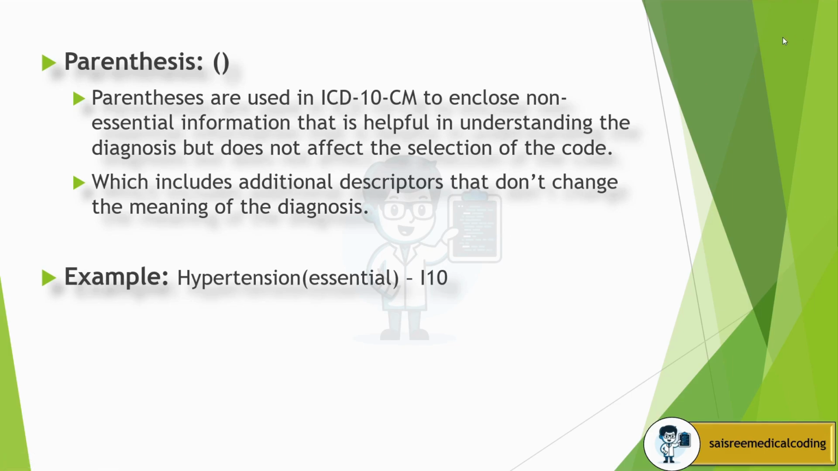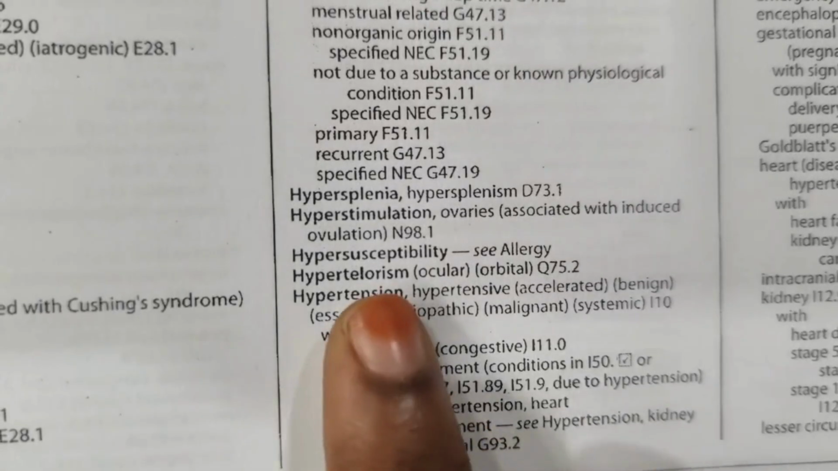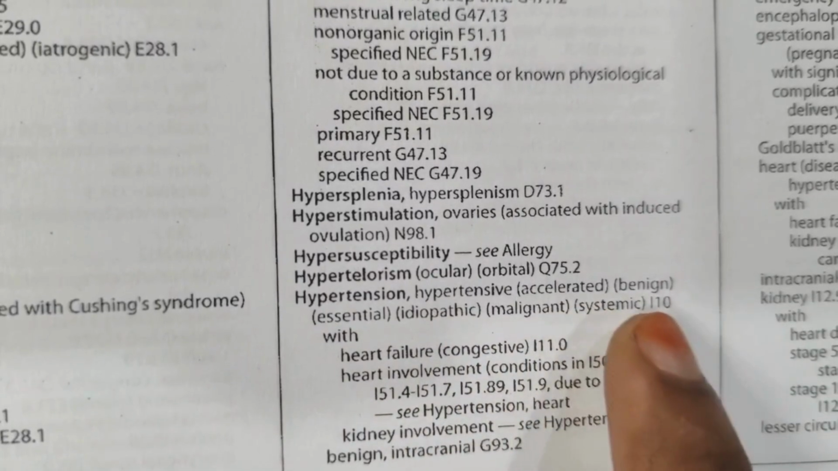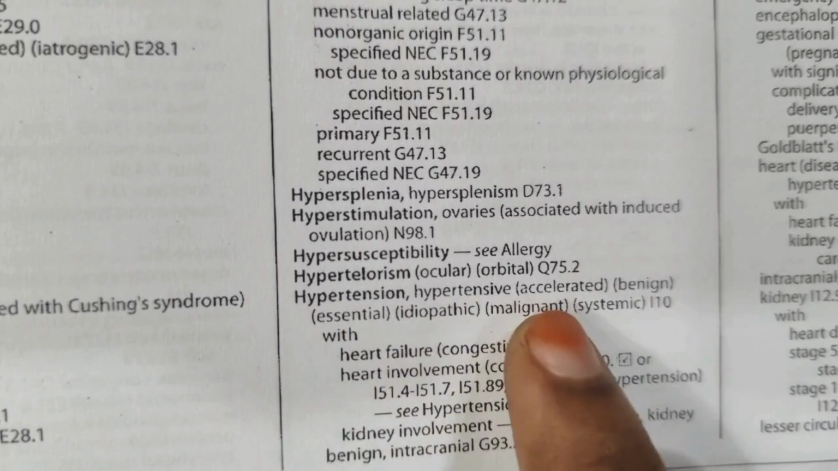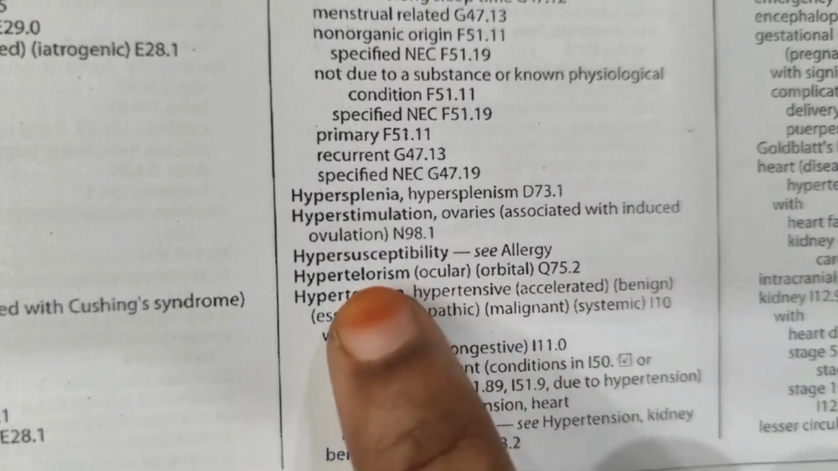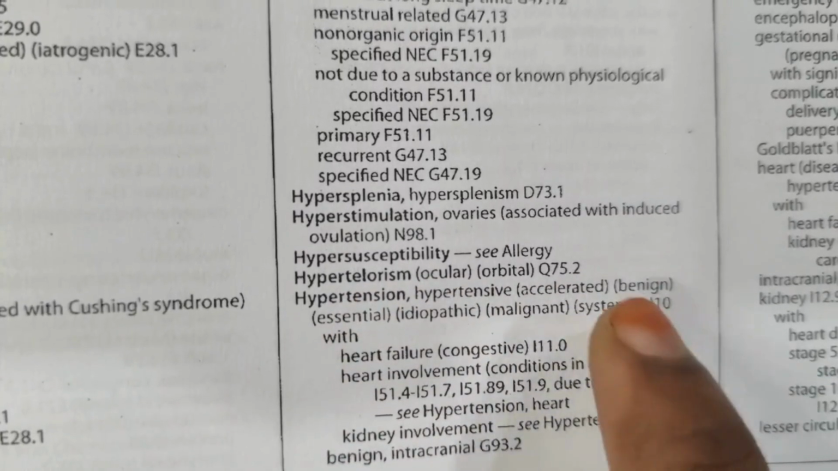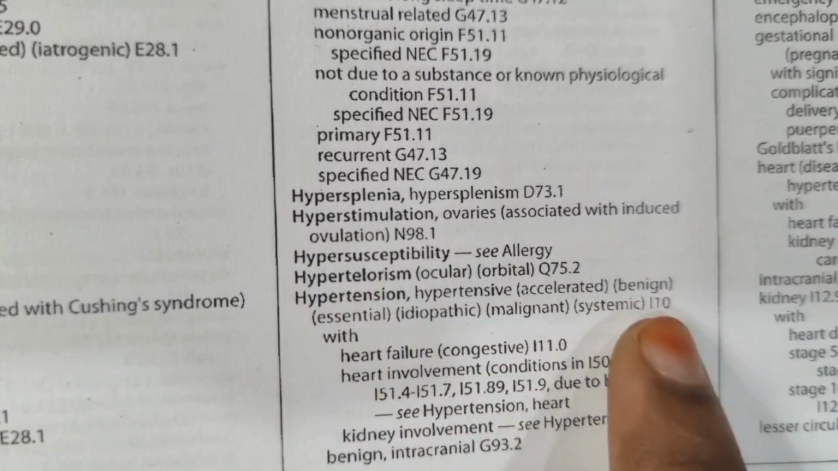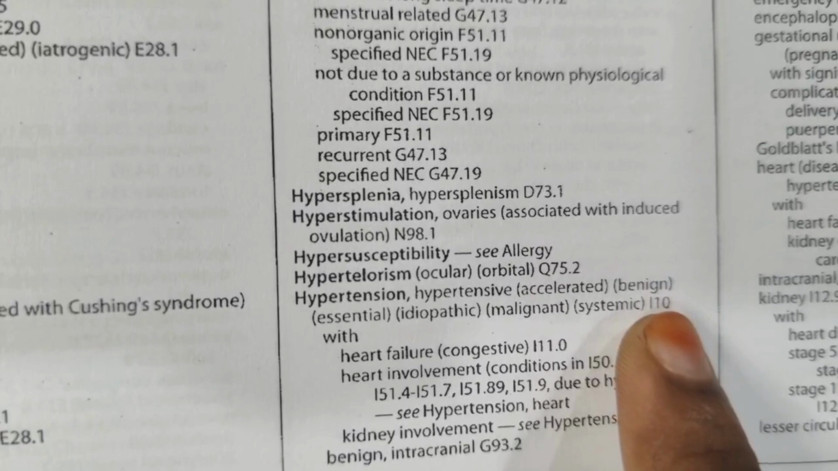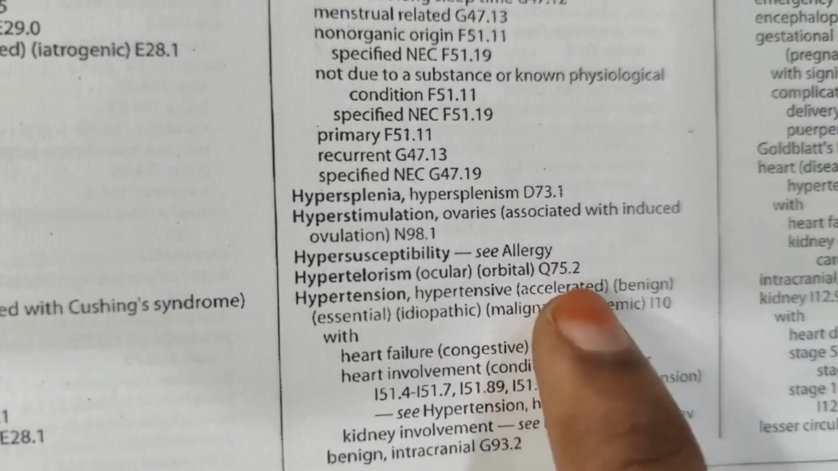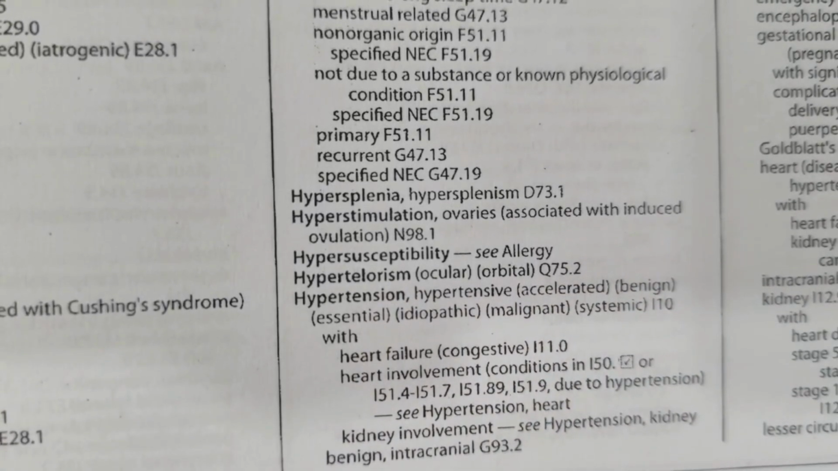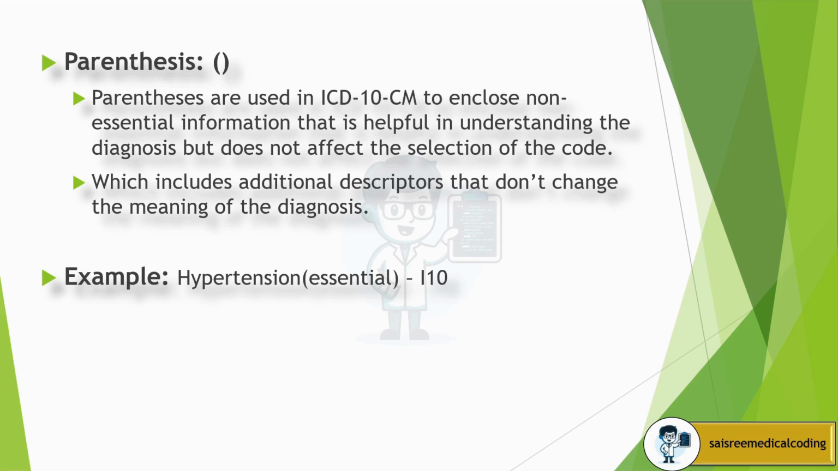You can see that. Here, beside hypertension, we have different terms like accelerated, benign, essential, idiopathic, malignant, systemic. So if I mention the patient has benign hypertension, we give the same code. Malignant hypertension, the same code. Systemic hypertension, the same code. The code will not change. These just act as synonyms for hypertension. So this is an example of parentheses.